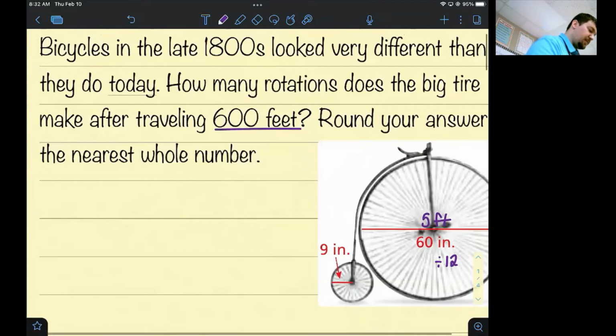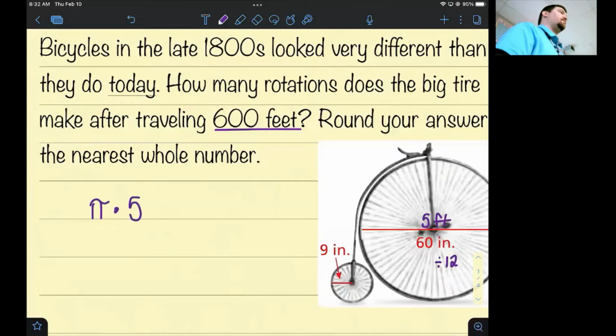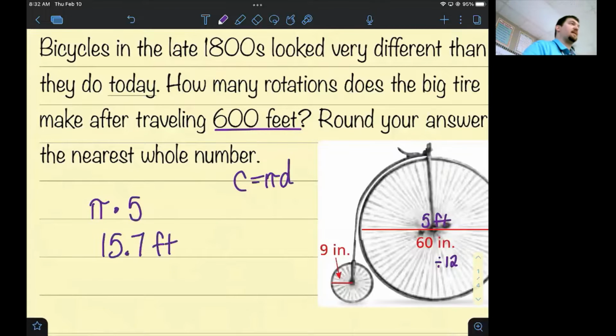So first thing I'm going to do is pi times the diameter, which is 5 feet. Again, I'm using the circumference formula, C equals pi d, and I know d is 5, so I'm just doing 3.14 times 5. Maddie, can you tell me what that's going to give us? 3.14 times 5. 15.7. Yeah. Now, the reason we're using 5 instead of 60 is because we want to use feet for this problem. All right, so in one rotation of that bike tire, I will have traveled 15.7 feet.